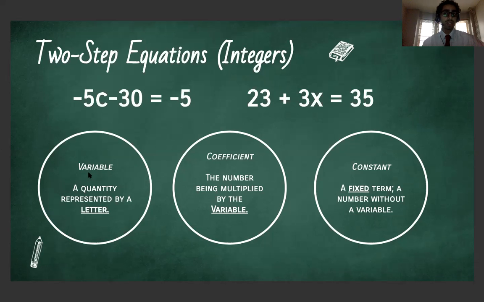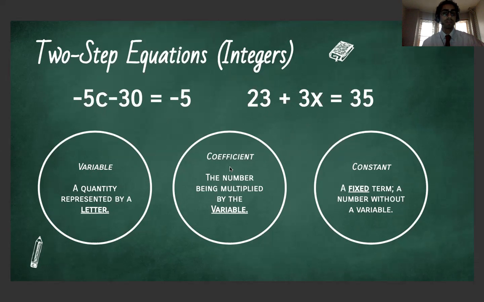The first term that we're going to be going over is called a variable. A variable is a quantity represented by a letter. So over here, if we looked at this equation, what will be the variable? C. It's just whatever the letter is that appears in the equation. Likewise, if we looked at this equation over here, what would be our variable? X. Yeah, so the variable is a quantity represented by a letter.